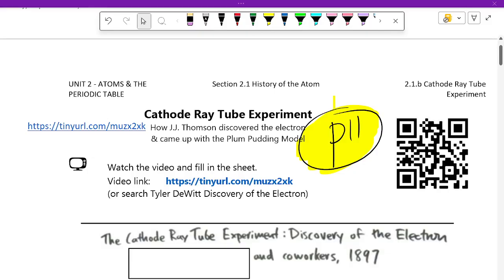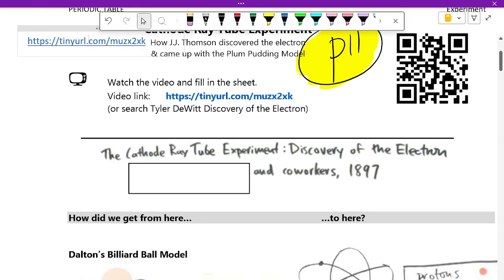Okay, so starting on page 11, and you can fill it in, Brooklyn, and you can take those pages out and take them home with you. So, the cathode ray tube experiment, who did it? J.J. Thomson.